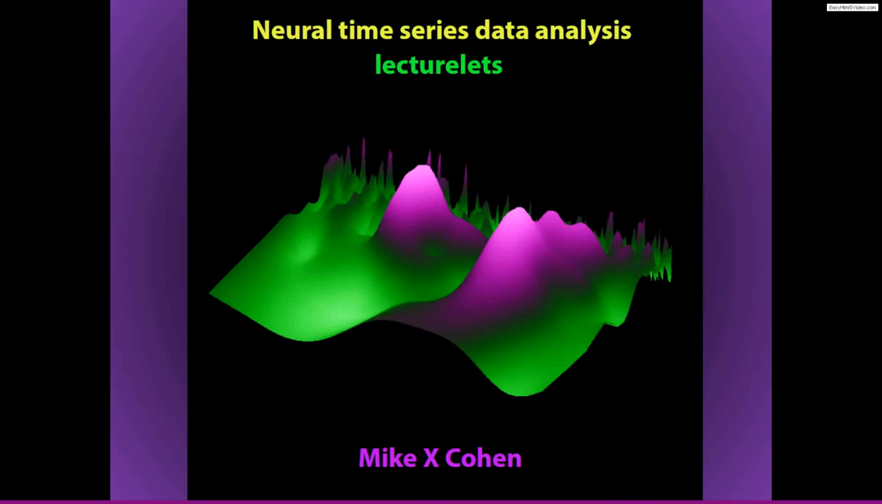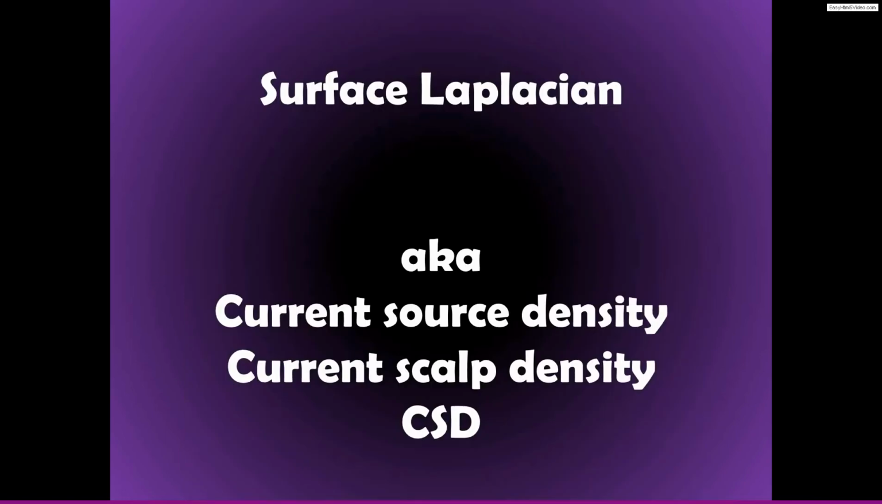In this lecture, I'm going to introduce you to one of the spatial filters that is commonly used in EEG data to help clean data and to prepare the data for connectivity analyses and so on. This particular spatial filter is called the surface Laplacian. It is also known in the literature as current source density or current scalp density or CSD.